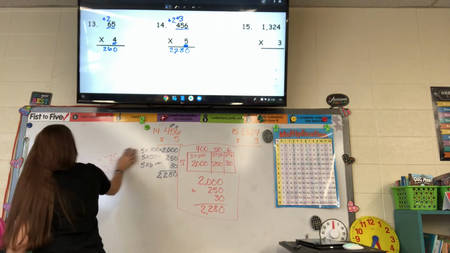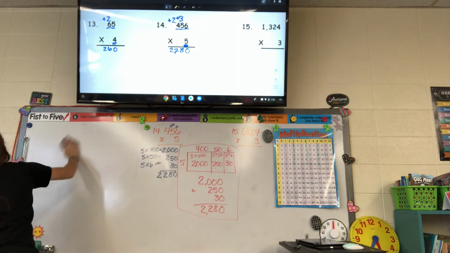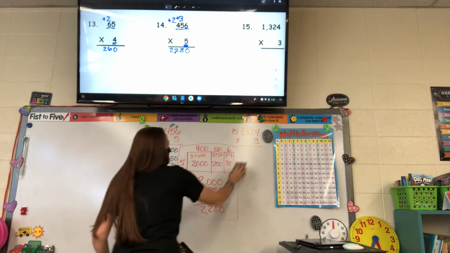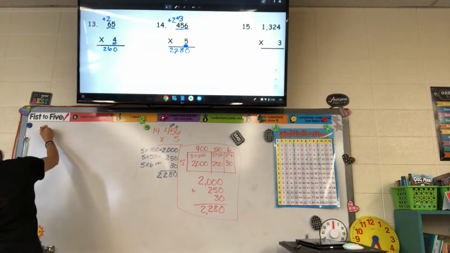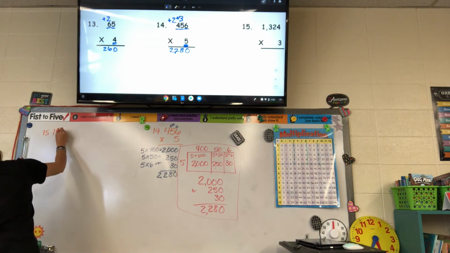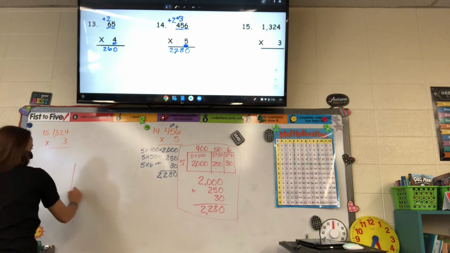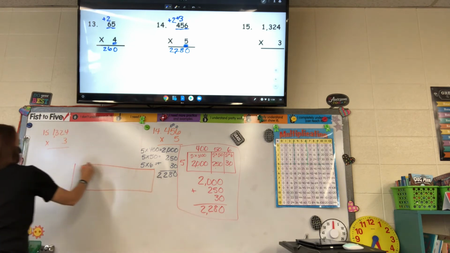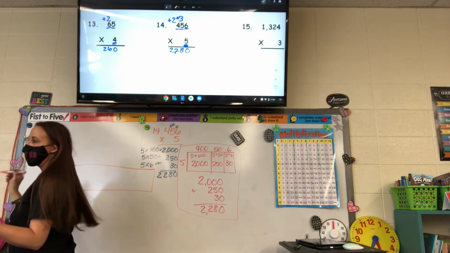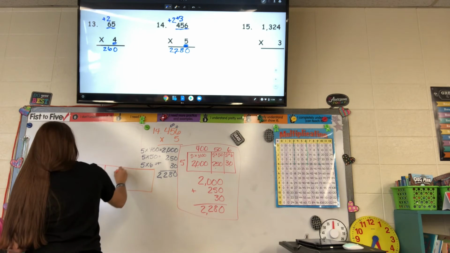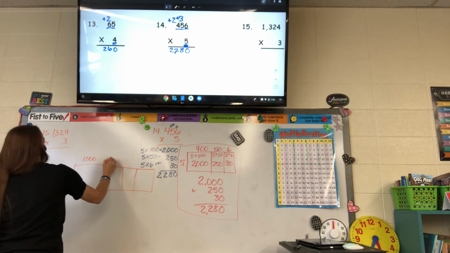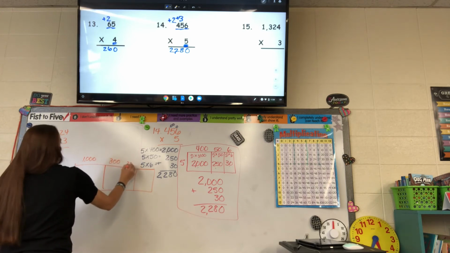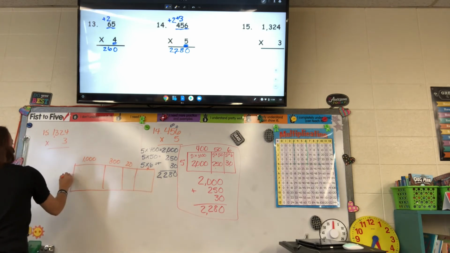The last one of these that we're going to do is number 15, which is 1,324 times 3. Okay, so we need a model. We need a big model this time. Why? Because it's in the thousands. So it's got 4 sections, 1, 2, 3, 4. So 1,000 at the top, then 300, then 20, then 4, and a 3 on the side.